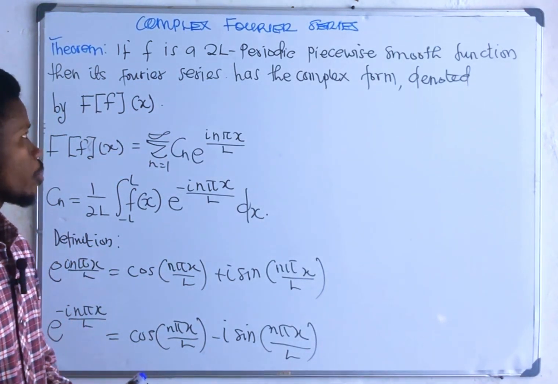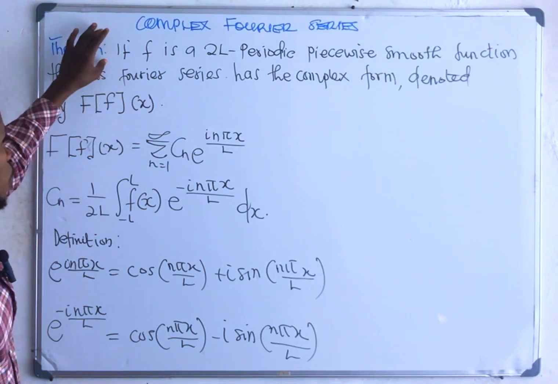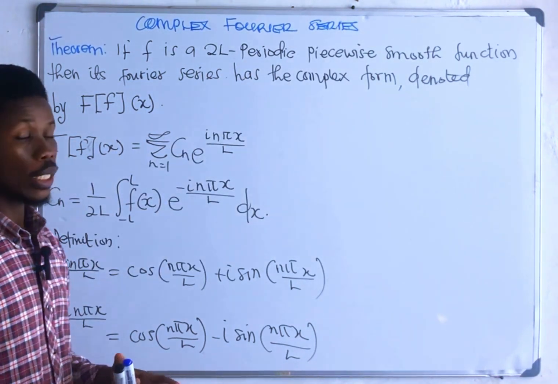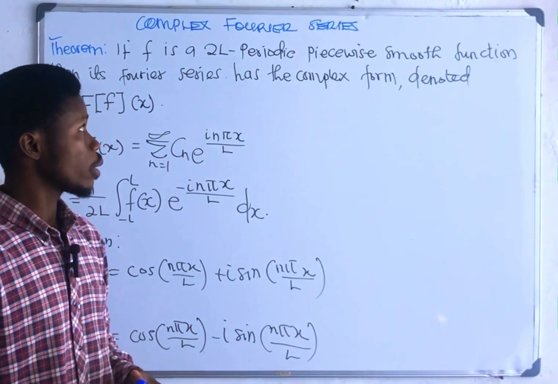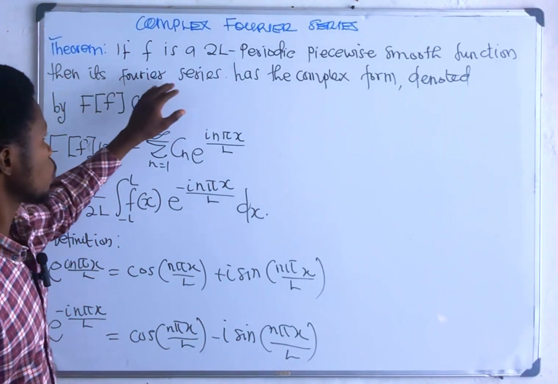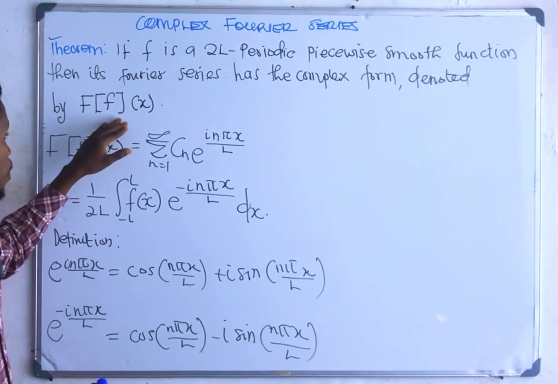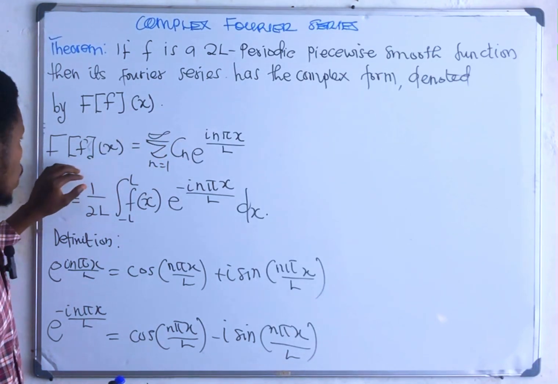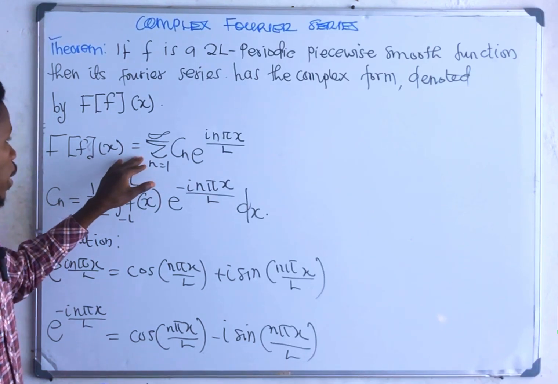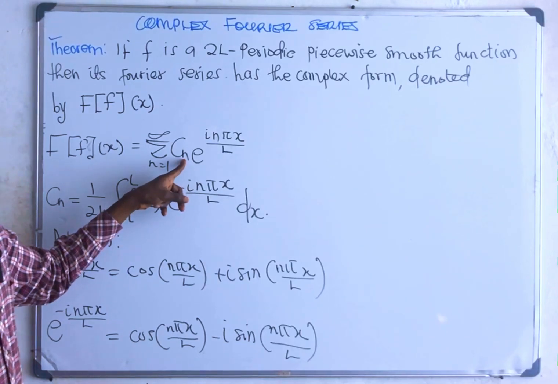We are moving on to the complex Fourier series. Let's see this theorem. If f is a 2L periodic, piecewise smooth function, then its Fourier series has a complex form denoted by this. Okay, so this is the formula. Capital F, small f at x is given as this. Now, we need to find Cn. Once you get Cn, you just come back and substitute that.